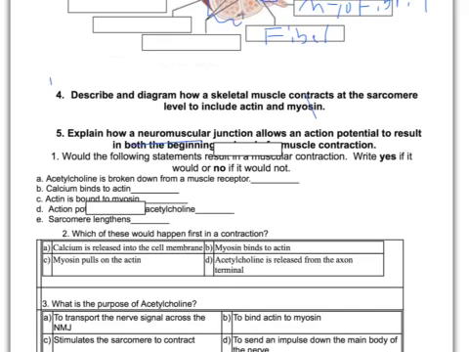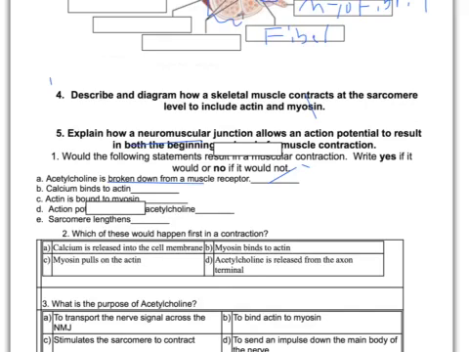Anyway, write yes if it would result in a contraction, no if it would not. Acetylcholine is broken down. Oh my goodness, we are breaking down acetylcholine. So if you watch me right now, my muscle is relaxing. You see that? My muscle is relaxing, which means acetylcholine was broken down to relax my muscle. So that would be a no.